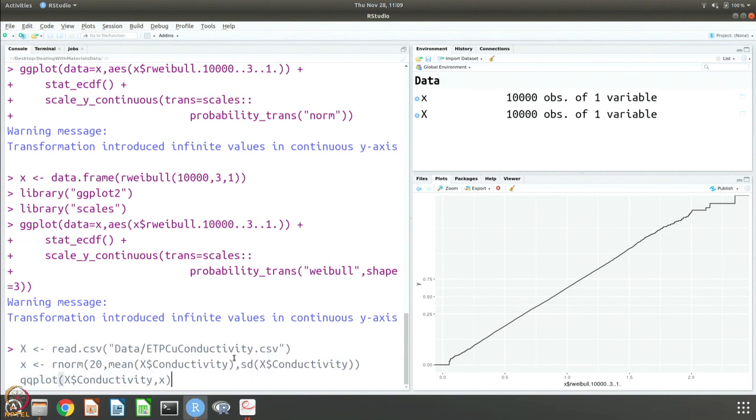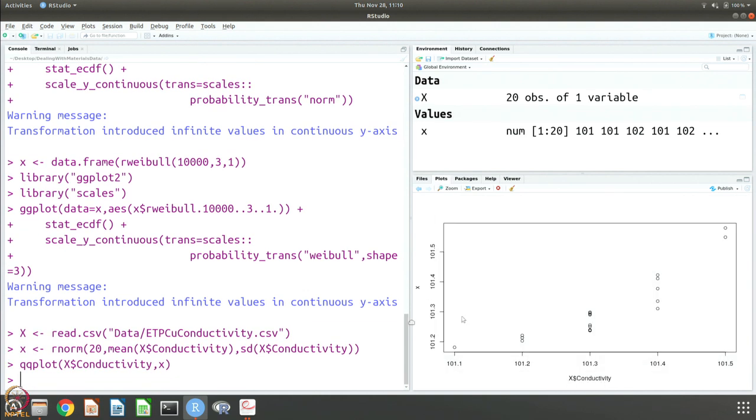Okay, so we are going to read the ETP conductivity data, and I am also going to generate 20 random normal deviates with the same mean and standard deviation as my data, and then make a QQ plot of the data and the random normal deviates. You can see that they sort of follow this line, okay. So that basically tells you from this QQ plot that the data probably follows a normal distribution.